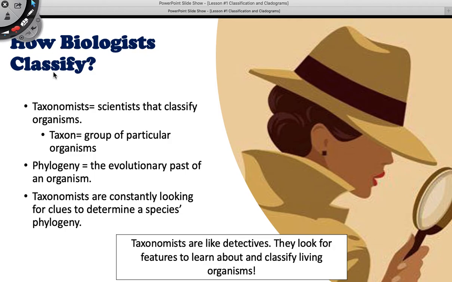So biologists classify all of the species on Earth. If you're one of those biologists, then you are called a taxonomist, and you group organisms based on a particular taxon. And you can then study the phylogeny of the different organisms, meaning that you can look at the evolutionary past of those organisms. So taxonomists are constantly looking for clues to determining a species' phylogeny.